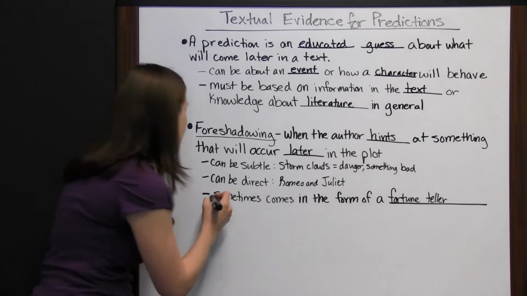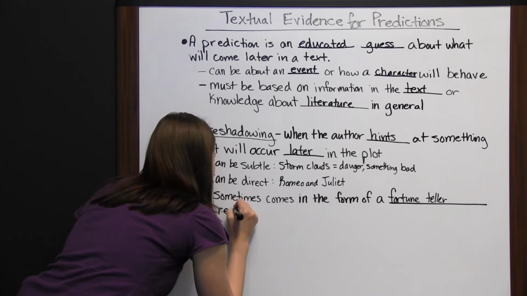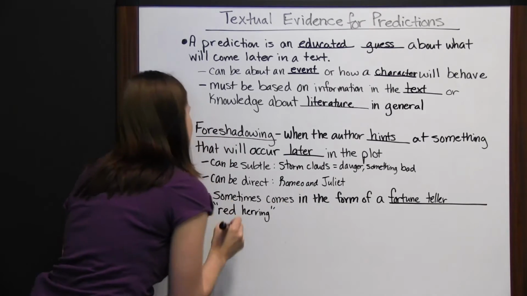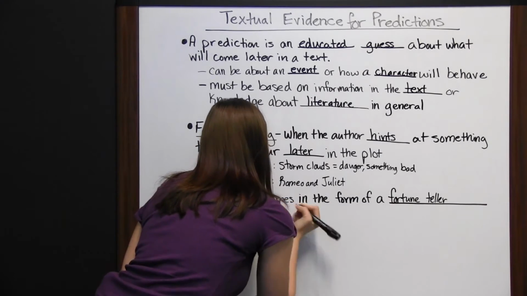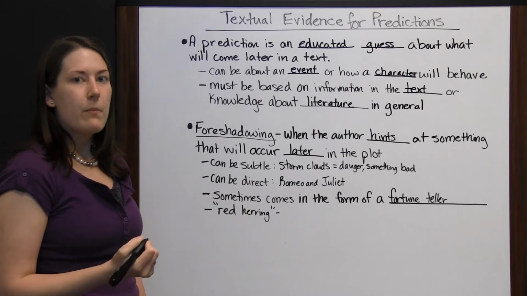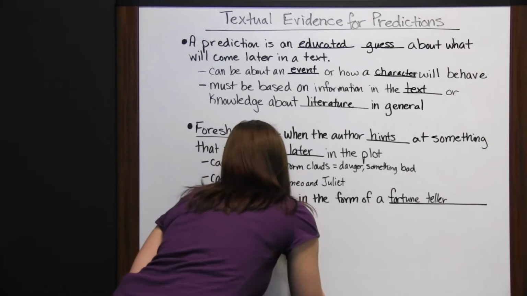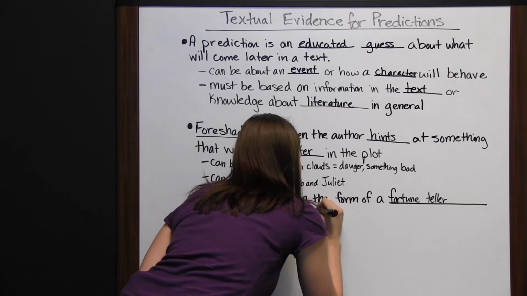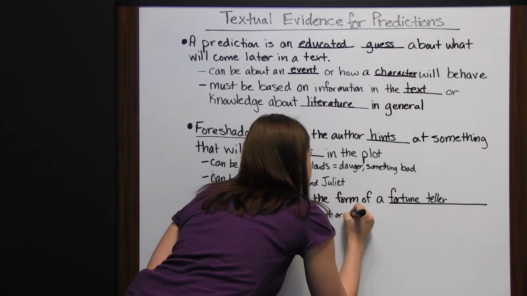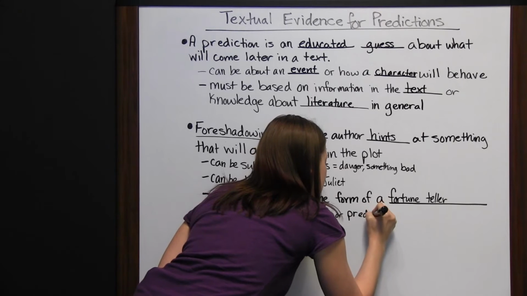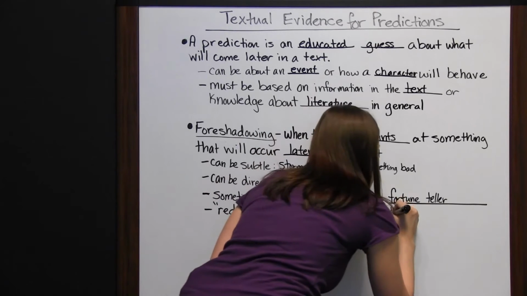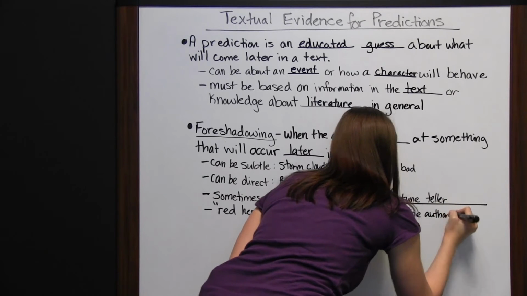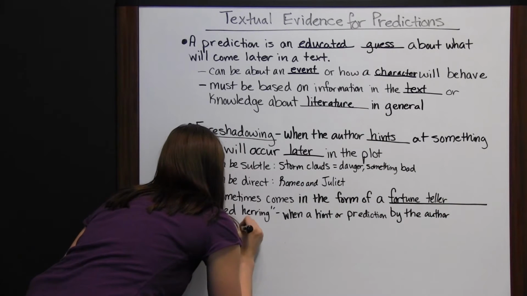Now, sometimes the author will throw in what's called a red herring. And that's when they tell you what's going to happen, but it doesn't really happen. So when a hint or prediction by the author does not actually happen.